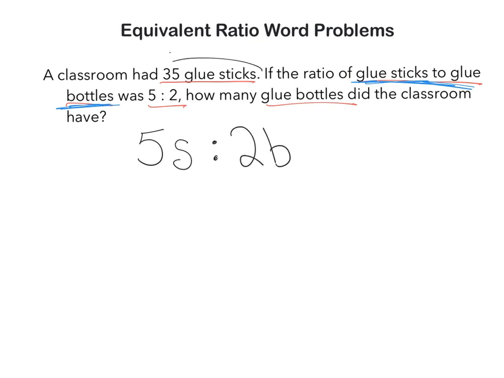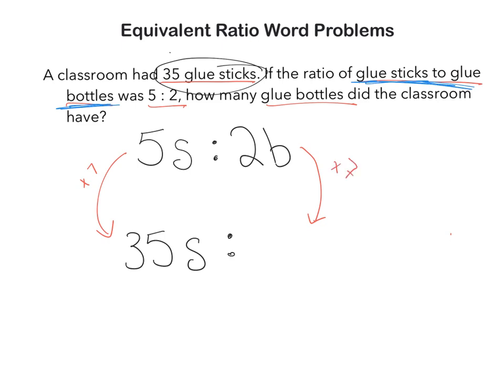They gave us 35 glue sticks. So we know that is in our new ratio, underneath the other glue sticks. Once again, how did I go from 5 sticks? What am I scaling up by? Well, if I multiply this by 7, that gives me the 35. So my golden rule for ratios: what I do to one side of the ratio, I must do to the other. So we're going to multiply this by 7 as well. And 2 times 7 gives me 14. So I have 14 bottles of glue.